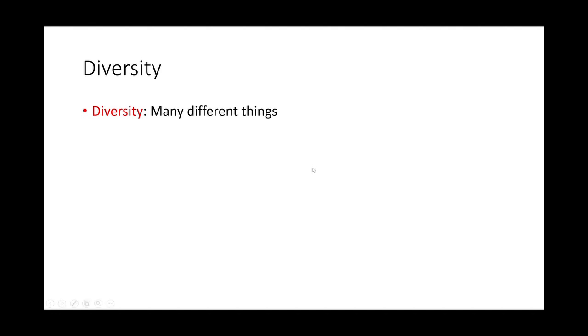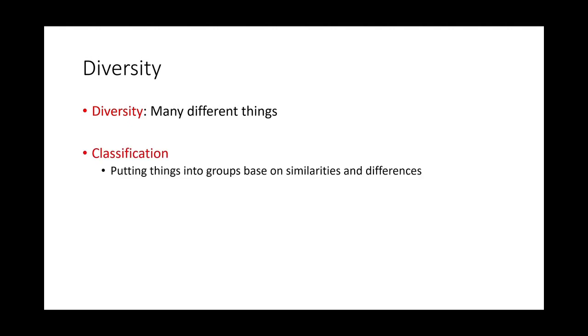So if you look at your science book, you realize that the book is called diversity. Diversity basically refers to the many things around us in this world. Because there are so many things around us, to better organize them so that we can study them better, we put them into groups. So when scientists put things into groups, it is called classification.